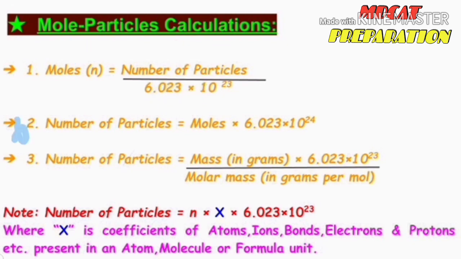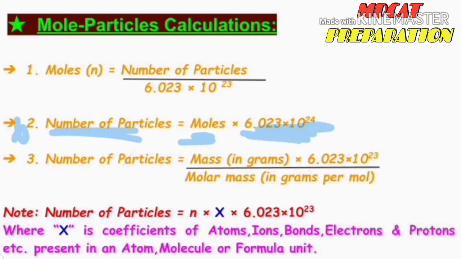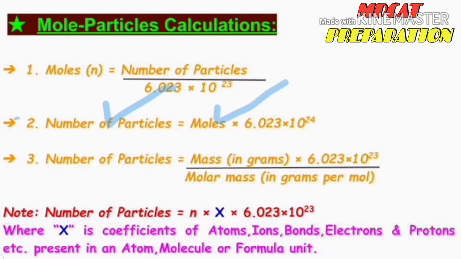The second equation: the number of particles is required and the number of moles is given, and this is also a constant number, which is Avogadro number, equal to 6.023 into 10 raised to the power 23. So we can find the number of particles if mole is given by this formula.